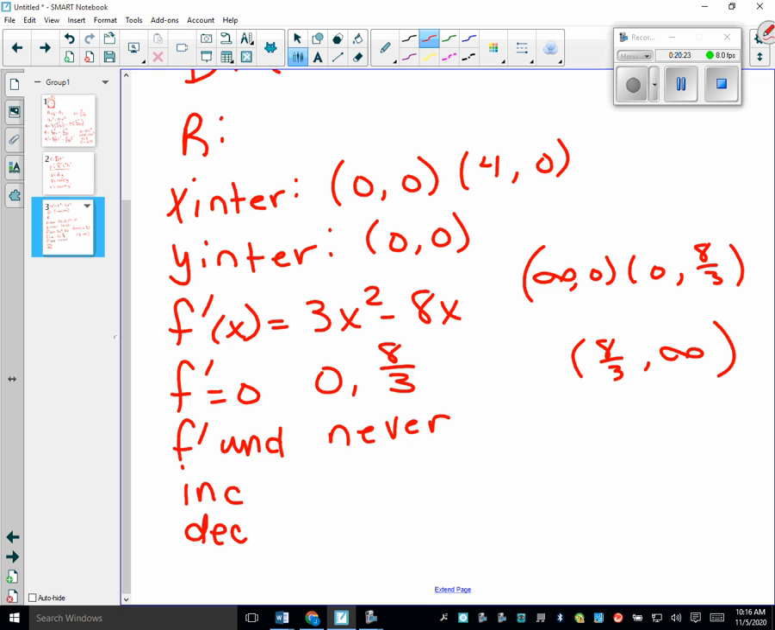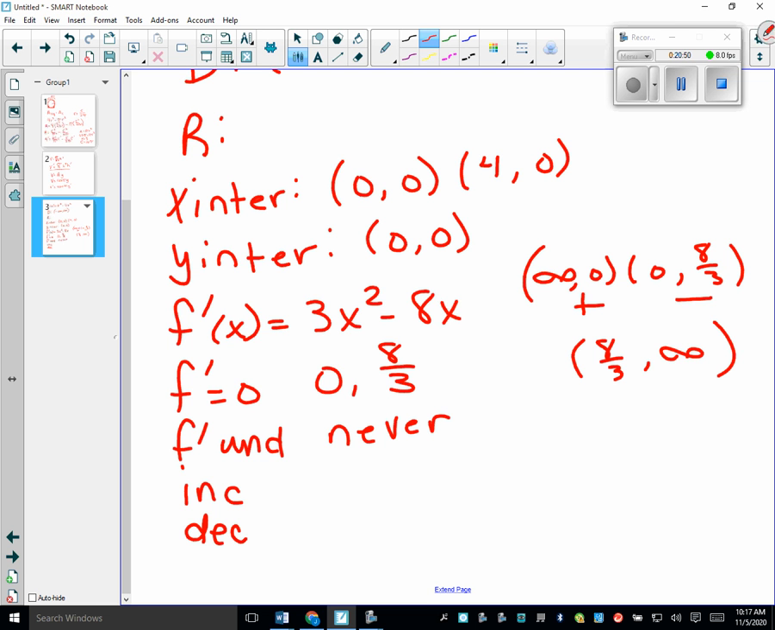So I'm going to plug -1 in the derivative. What do I get? Positive number. Then I'm going to plug in 1. I get a negative number. I got it. When you plugged 1 in, -5.